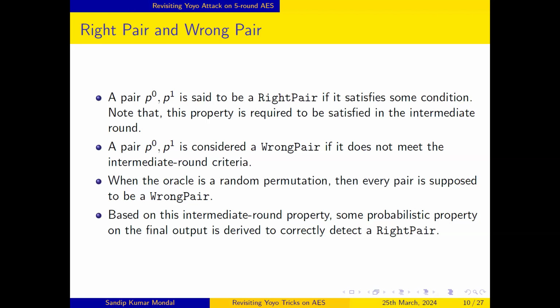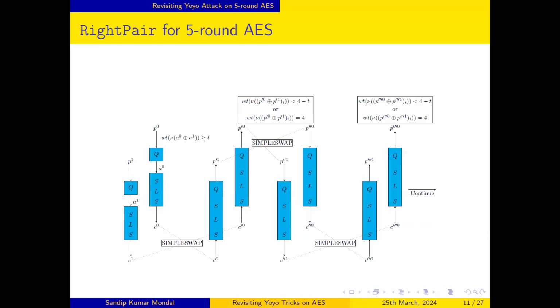So what is the right pair? A right pair is one which satisfies some condition in the intermediate state. And what is a wrong pair? A wrong pair is one which does not satisfy those conditions. In the case where there is a random permutation in the oracle, all pairs are wrong pairs. And how do we find the right pair? We see the output, like ciphertext and plaintext, and if some conditions are satisfied, then we find the right pair. So actually this is the game.